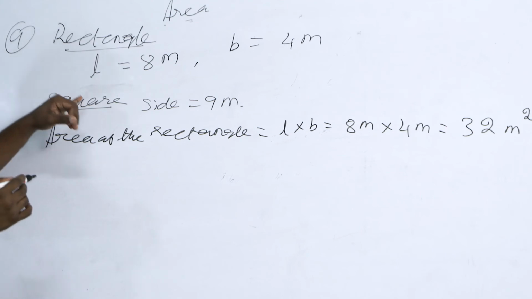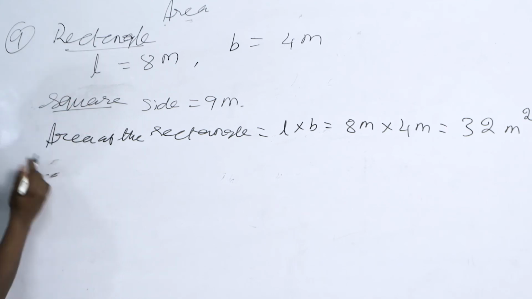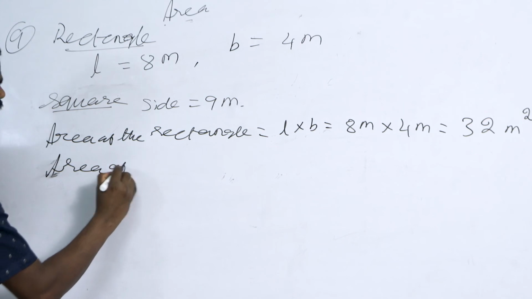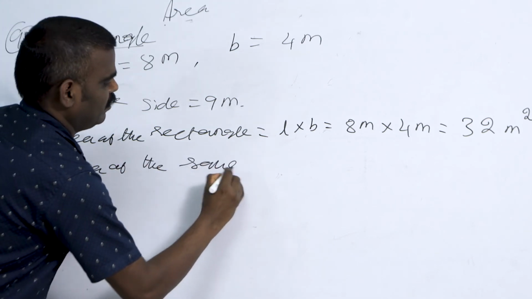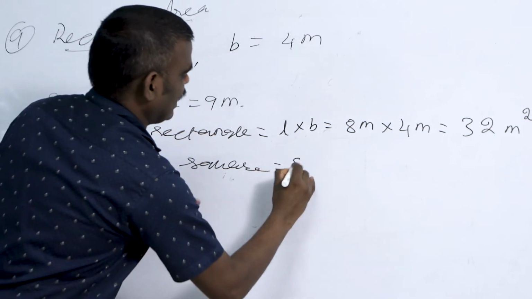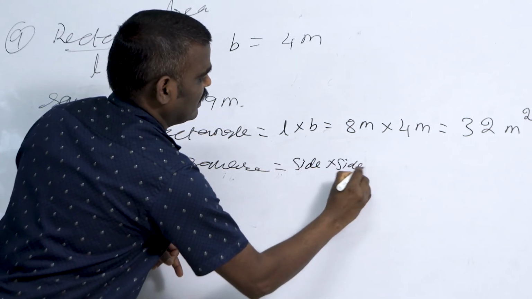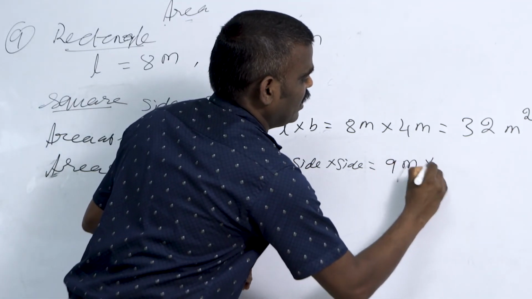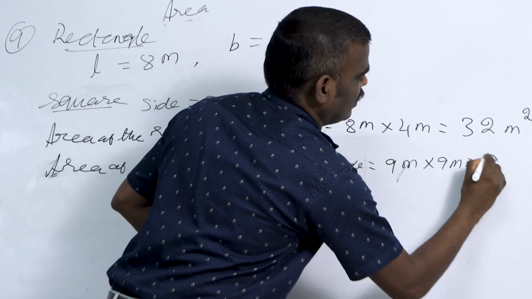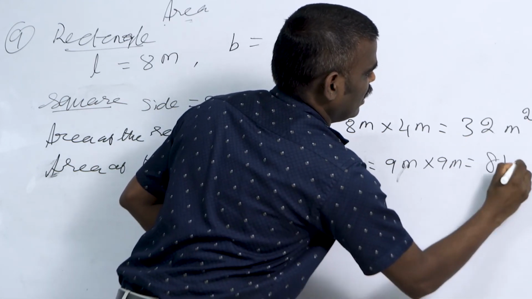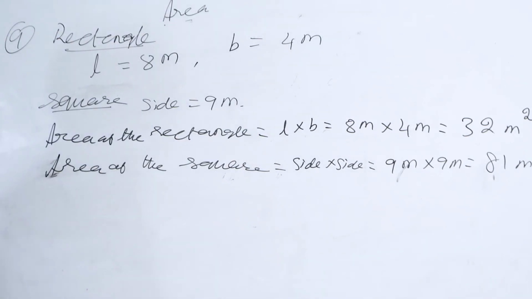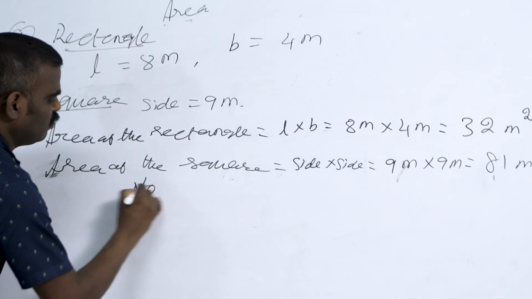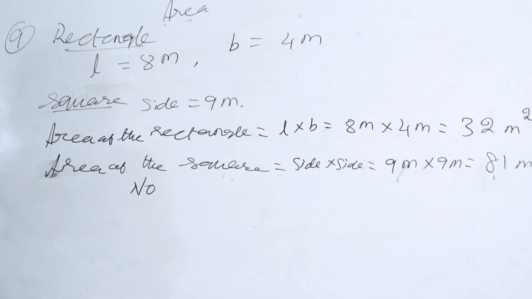Okay. Now let us go for the square. Area of the square, what is it? Side into side. That is 9 meter into 9 meter. 9 9s are 81 meters square. Are they equal in area or not? Your answer is no. So they are not equal in area. Next is perimeter. Time is very less. Let us go for perimeter.